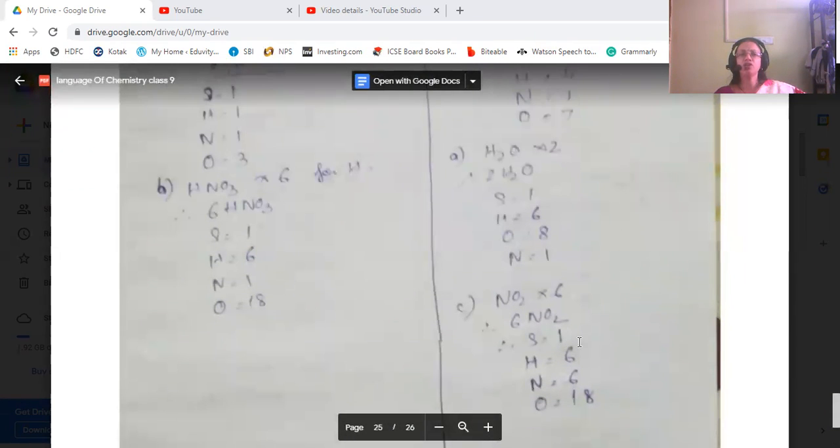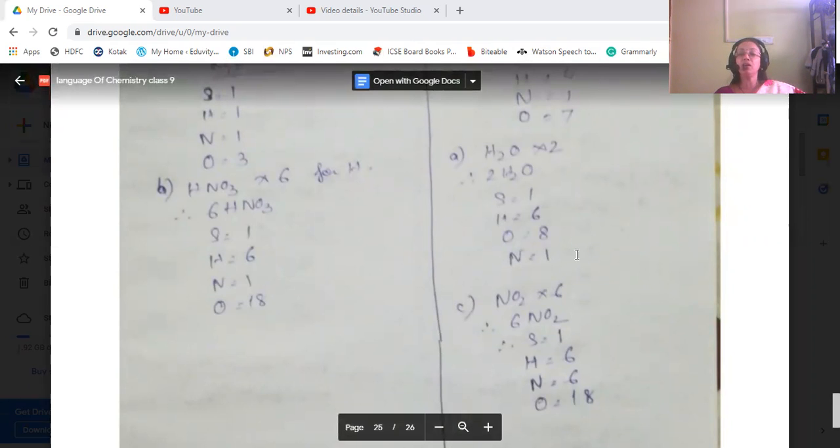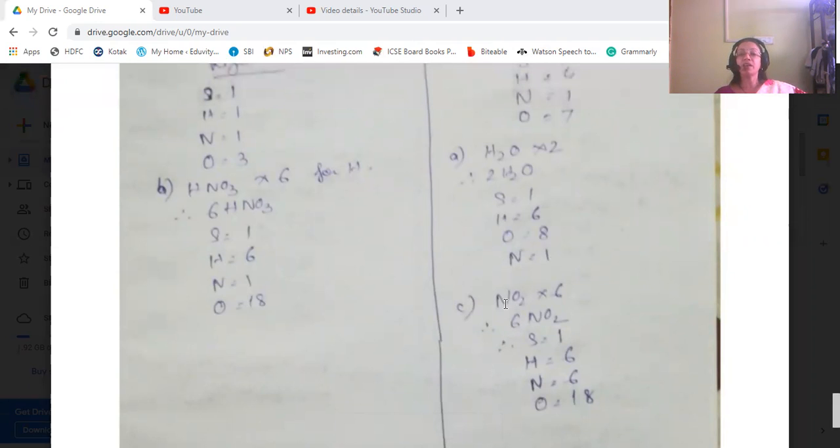I'm sorry, it should be 6. N is equal to 6. Okay, here it will be N is equal to 6. Not 1. So that means nitrogen here it is 1, here it will be 6. So the third step will be NO2 will be multiplied by 6.